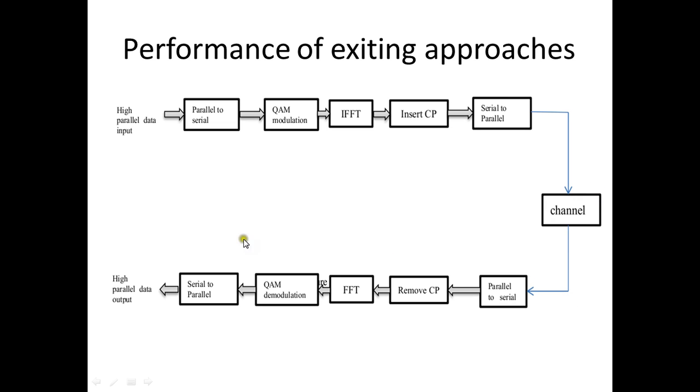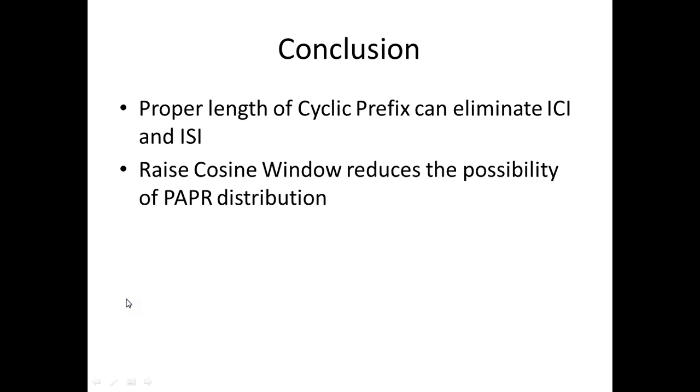The receiver side is the reverse of the transmitter side. First go to parallel to serial conversion, and then remove the cyclic prefix, and then go to FFT processing, and then use QAM demodulation to demodulate the received signal, and then go to serial to parallel processing, and at the end we can get the received data.